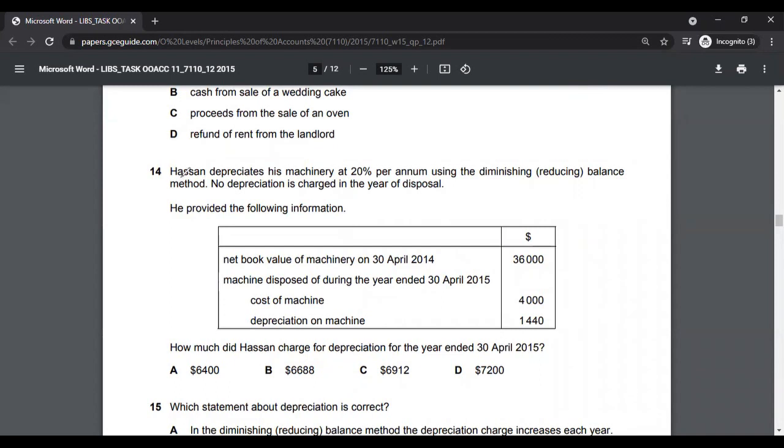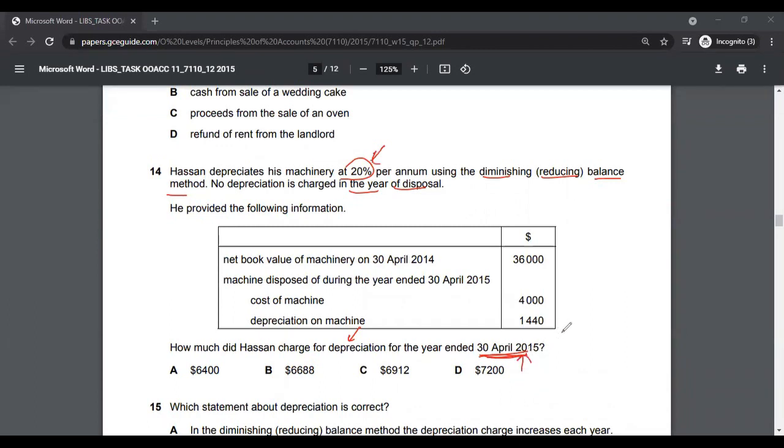Multiple choice 14. Hassan depreciates his machinery at 20% per annum using the diminishing reducing balance method. No depreciation is charged in the year of disposal. He provided the following information. How much did Hassan charge for depreciation for the year ended 30th April 2015? So you have to calculate the depreciation using the rate, that's 20%, for 30th April 2015.